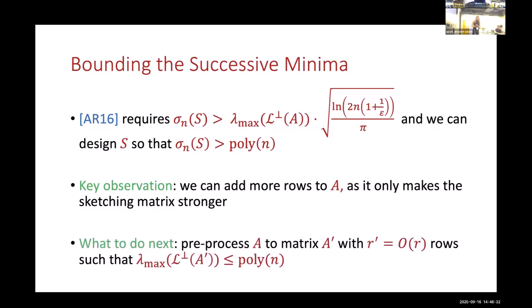So what we'll do is exactly what I said. We'll pre-process A to a matrix A prime, which has roughly the same number of rows as our framework suggests. And now the condition on lambda max of the orthogonal lattice will be satisfied. It will be bounded by poly n.